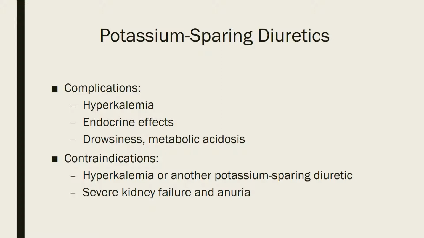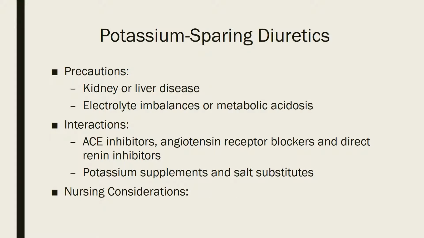Endocrine effects: in males, deepened voice and impotence; in females, menstrual irregularities. So have them report any of those signs and symptoms. Contraindications: hyperkalemia or other potassium-sparing diuretics, severe kidney failure, and anorexia. Precautions are kidney or liver disease, electrolyte imbalances, or metabolic acidosis. Interactions: ACE inhibitors, angiotensin receptor blockers, direct renin inhibitors, potassium supplements, and salt substitutes, because remember, salt substitutes have potassium in them.